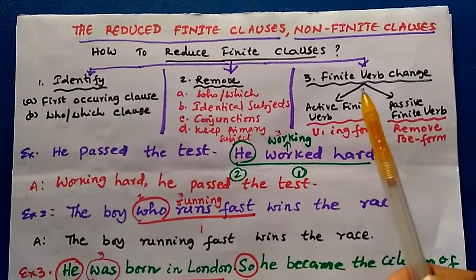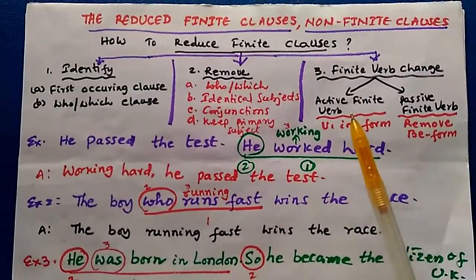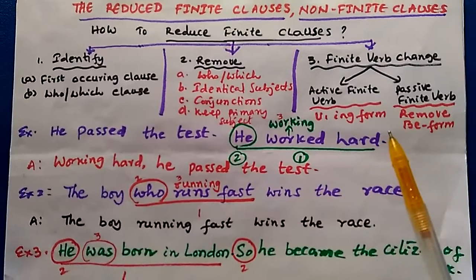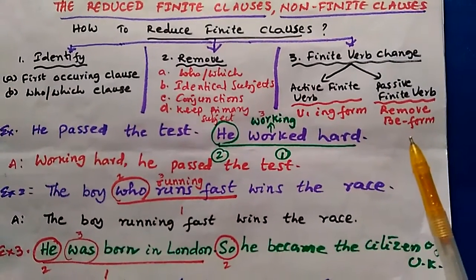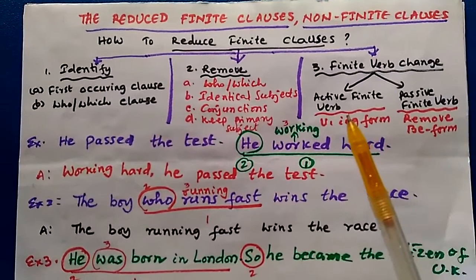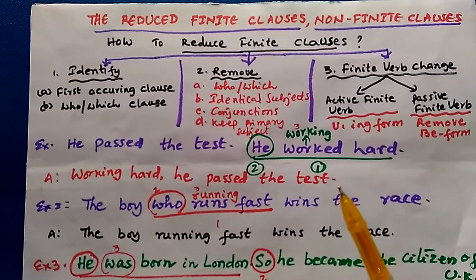And the next one, verb changes, finite verb changes. Here, if we find the active finite verb, we have to change it into verb 1 ing form. If it is in the passive form, we have to remove the be form. These are the three important rules. How can we apply these three important rules in the sentences? Let us see.